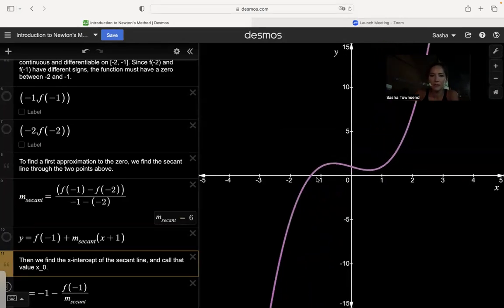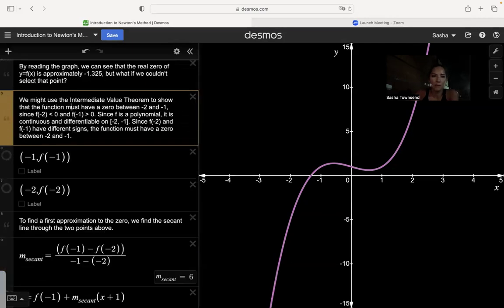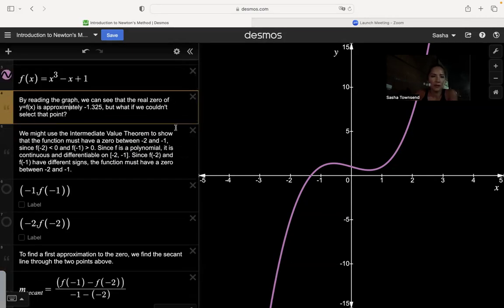If we zoom in a little bit, we can see that the x value where the function crosses the x-axis is between -2 and -1. Now, we can infer, because the y value at -2 is a negative value and the y value at x equals -1 is a positive value, that the function has a 0 between those two values.